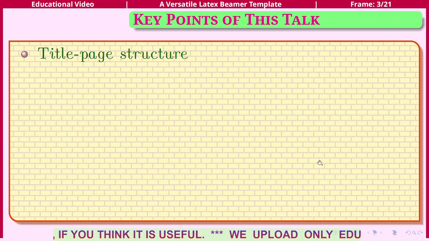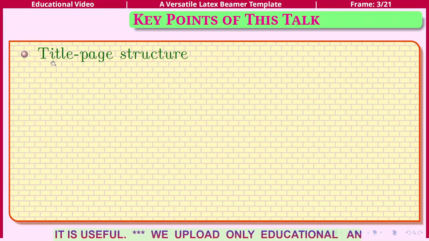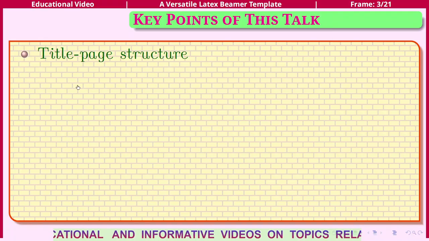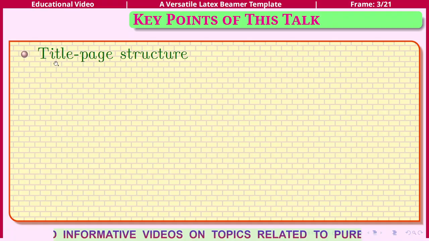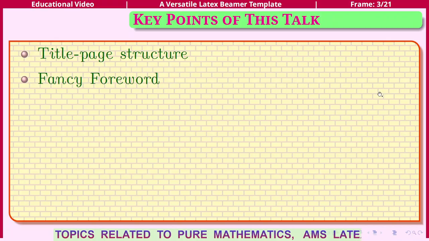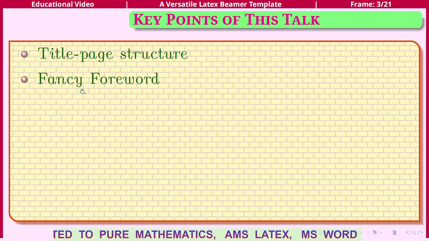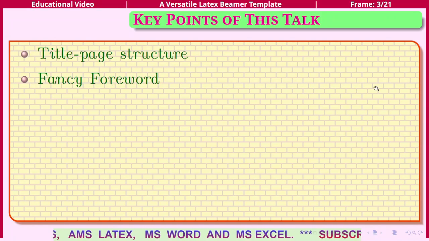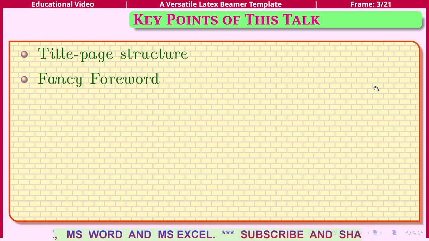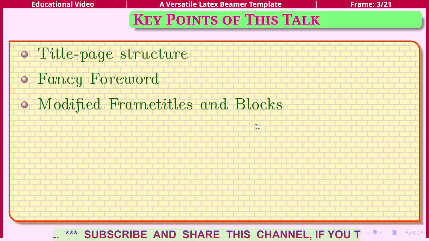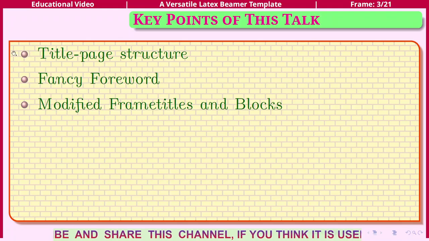So, in your talk, you can have a table of contents. You can call it outline. Here, I have called it key points of this talk. So, first of all, we will talk about title page structure. Then we will talk about the forward that we have written. We call it fancy forward. And then we'll talk about modified frame titles and blocks, which you can see here also.